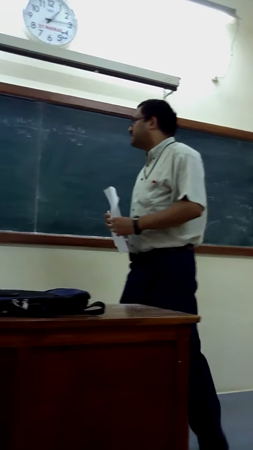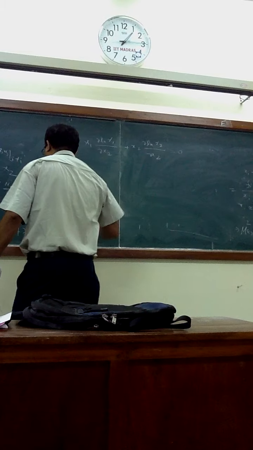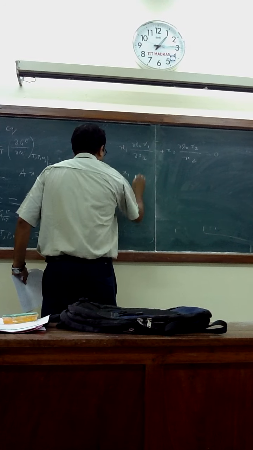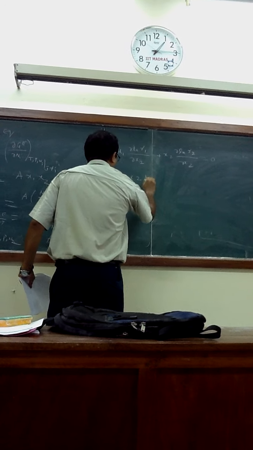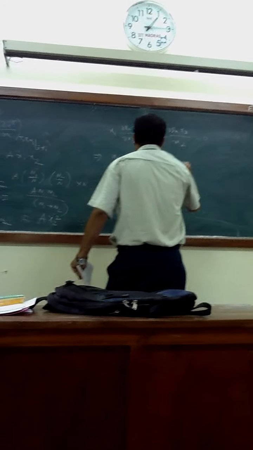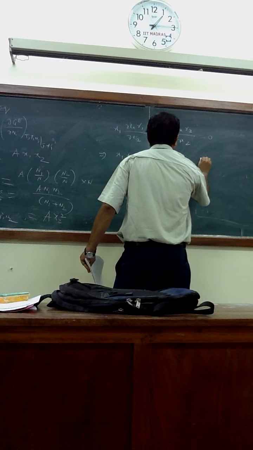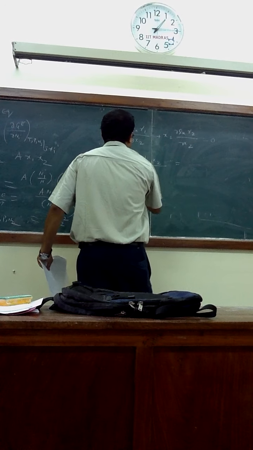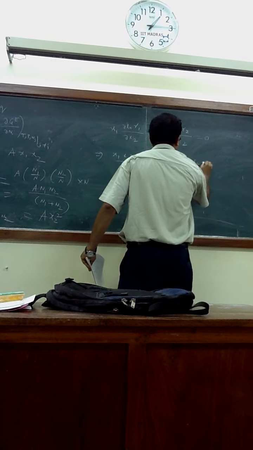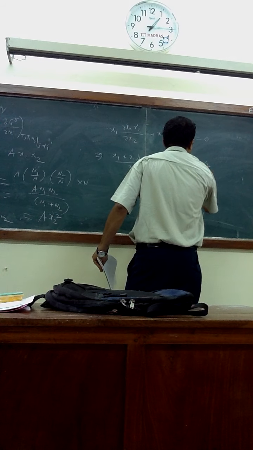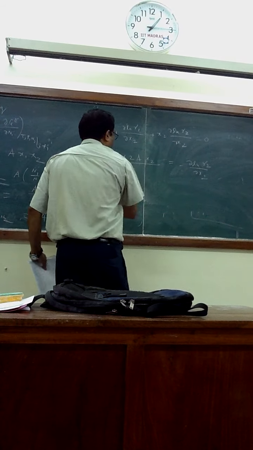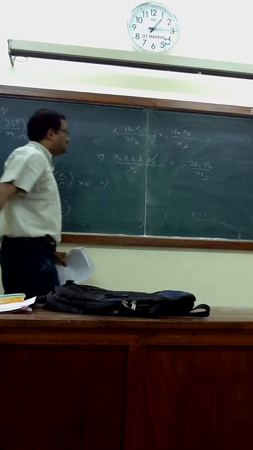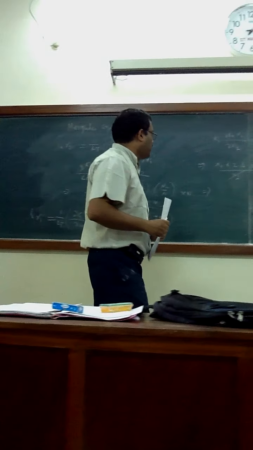So ln gamma 1 is A x2 square. So it is actually coming as x1 times 2A x2, am I correct? So that equals minus x2 times dou ln gamma 2 by dou x2, am I correct? Yes or no? Cancelled. Minus 2A x1.